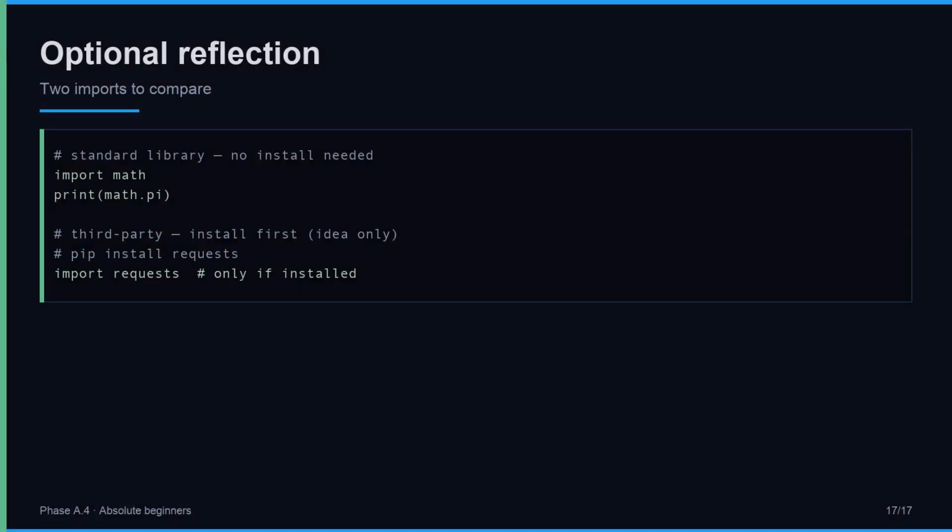If you want to reflect, import math from the standard library and print pi. That works without any install. Then imagine importing requests, that would require installing it first. You do not need to install requests in this lesson. Just notice the shape, same import word, different source. When you understand that distinction, the lesson landed.